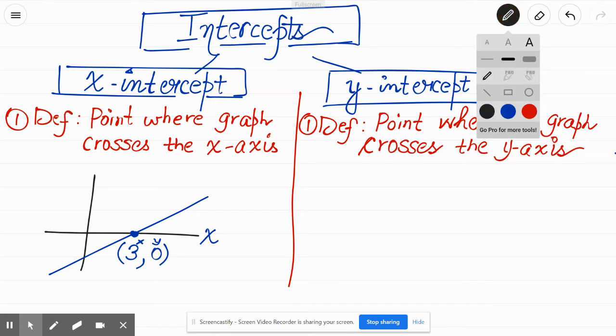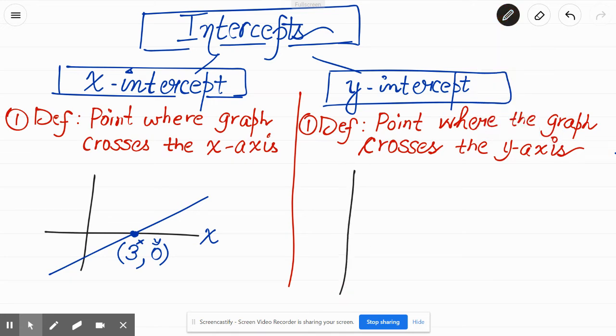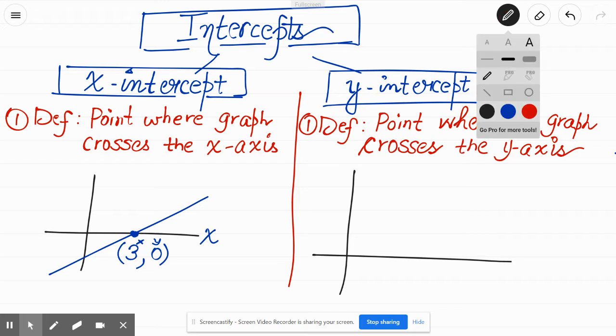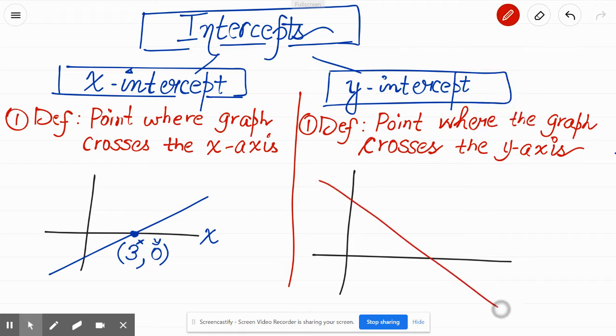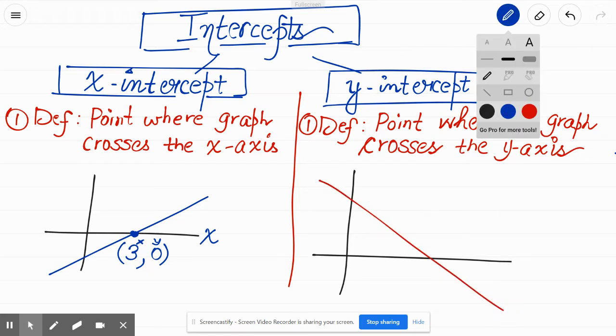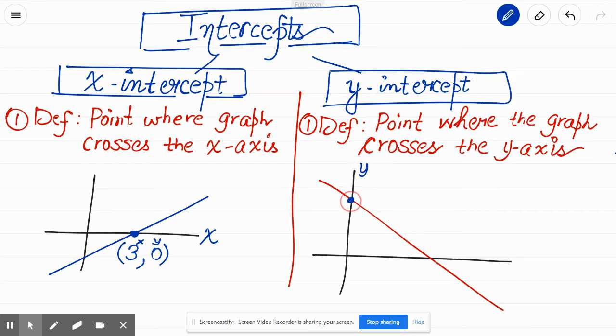And let us take a look at what it means graphically. Let us say we have a negative function this time. And the point where it's meeting the y-axis is 7. Now this time the x value is 0. So you can see that the x value is 0 here and the y value is 7. So the point for y-intercept is 0, 7.